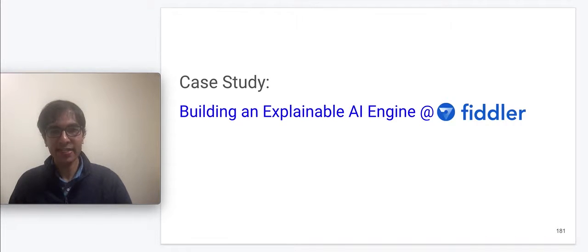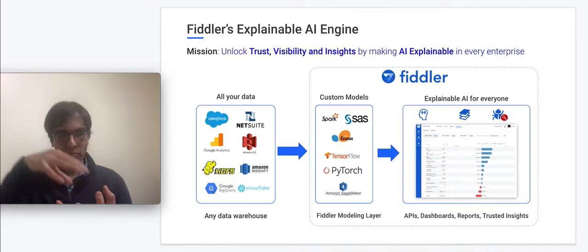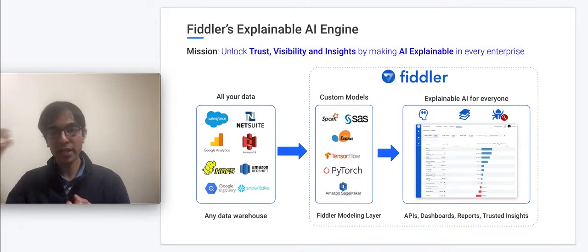The second case study I'd like to walk you through is what we are building at Fiddler Labs. So, in a nutshell, what we are building is an explainable AI engine. The mission of the company is to unlock trust, visibility, and insights for any machine learning model out there. So, what this explainable AI engine is, it's a platform where you can bring your data, you bring your model, and out comes explanations like this.